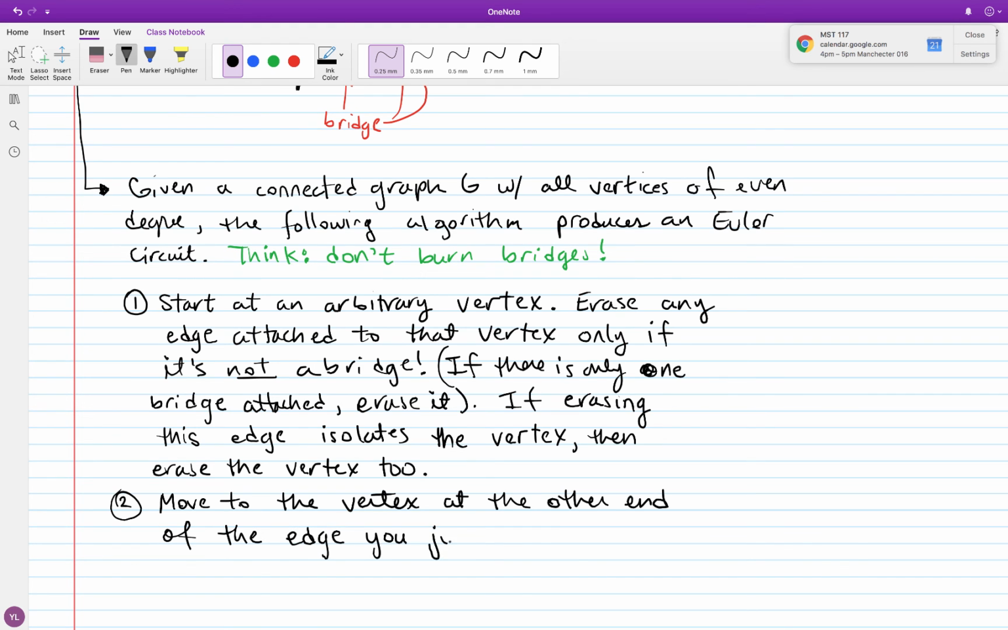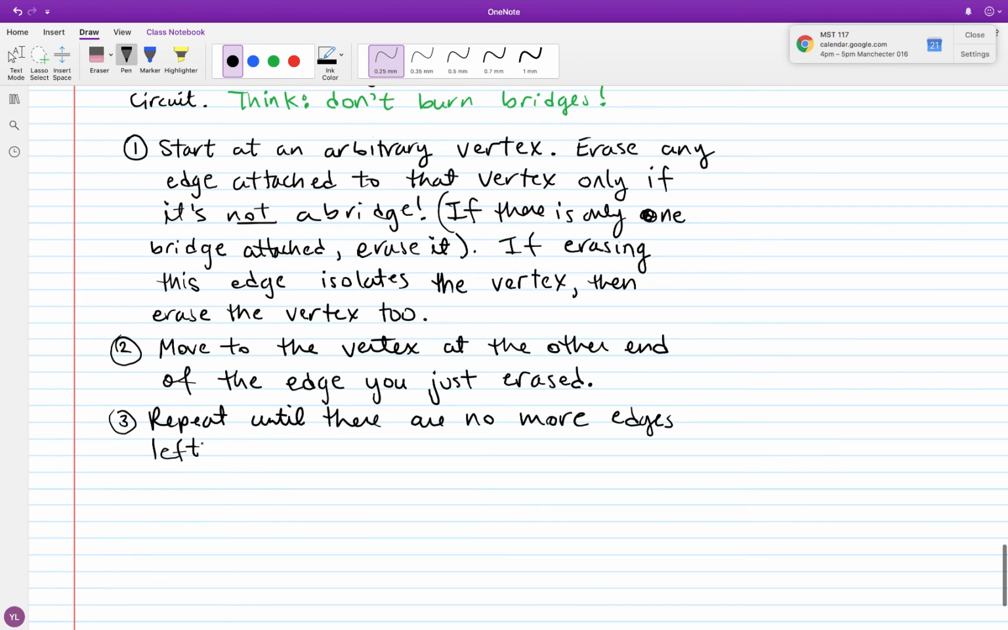So take a look at the edges attached. If you can find any non-bridge, traverse it and erase it. If you're forced to select a bridge, then cross that bridge and burn it. And in the case that it isolates the vertex that you started at, then erase that one too. Okay, so this seems a little bit abstract. Obviously, it's going to make more sense if we run through an example. So let's do that now.